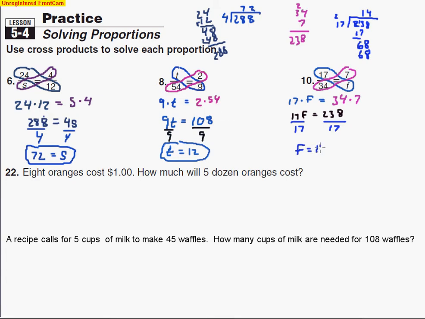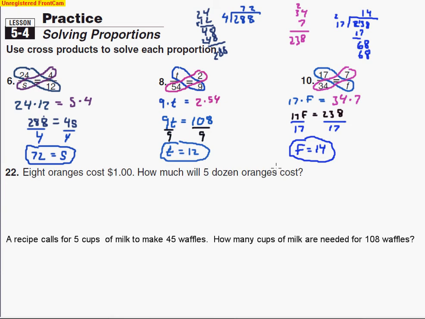So there it is. Those are a majority of the problems. Then there are two problems down at the bottom of the page, 22 being one of them. These two are similar to the last two. This one is 22. It says 8 oranges cost $1. How much will 5 dozen oranges cost?